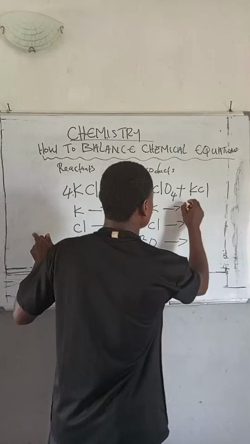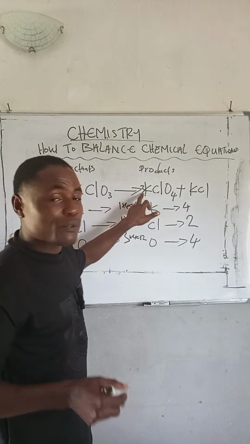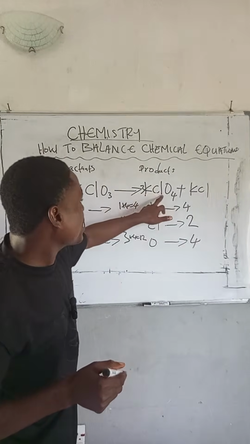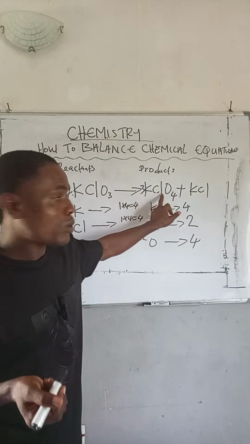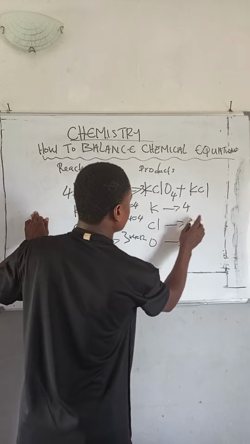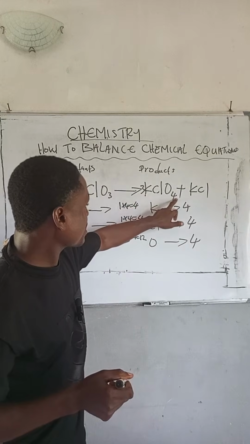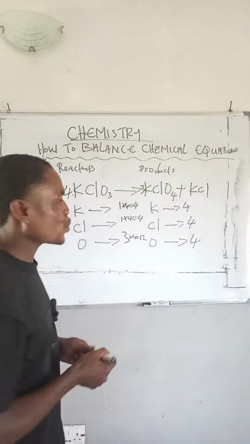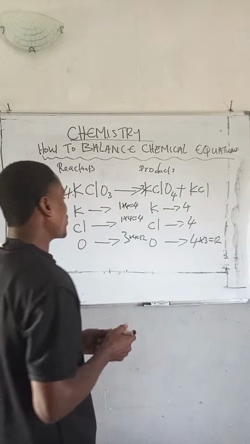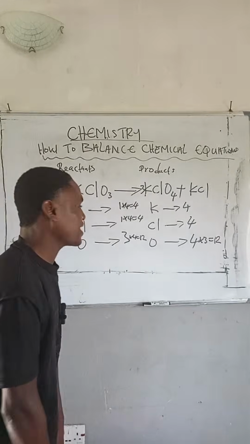So here 4. I told you, any coefficient you see here is affecting everything. So chlorine here is still 3, right? So plus this one now to be 4. Then look at the oxygen. 3 times this is 12. So is the equation balanced now? Ah, it is balanced.